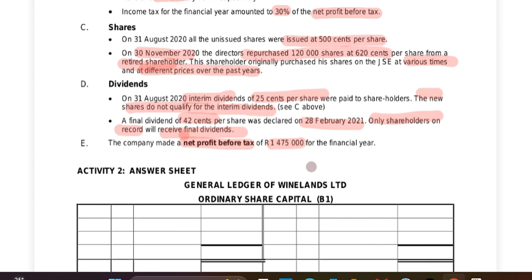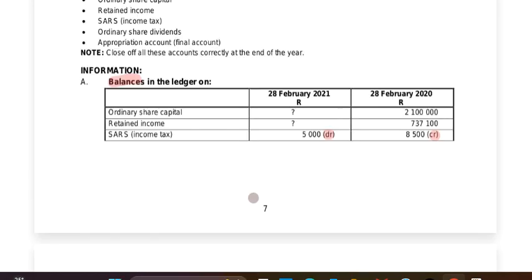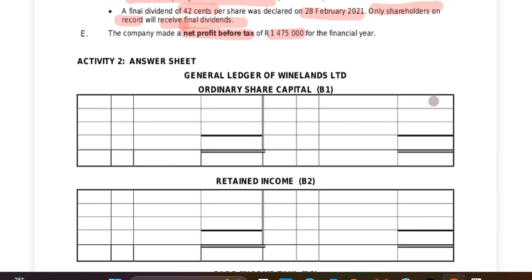Okay, now we can get into everything. Now that we've looked through our information, we can start answering. So we're going to start with our ordinary share capital ledger account or T account. Our balance at the beginning is 2.1 million and it's a credit balance because this is capital. So let's start writing that down.